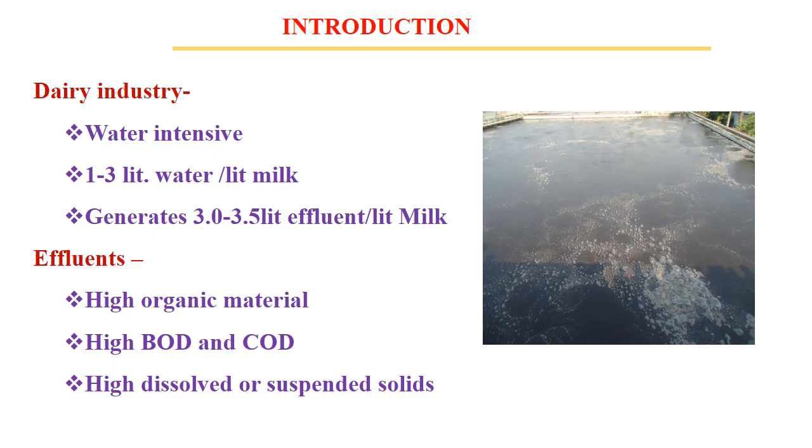Now what is this effluent? It is mostly organic in nature. In other industries, chemicals are involved. Here mostly organic materials are involved, and these organic materials have more pollution capacity, and that pollution capacity is measured or expressed through BOD and COD, which I am going to explain a little later, and also through dissolved substances and suspended solids. These are two other indicators of the quality of such effluent.